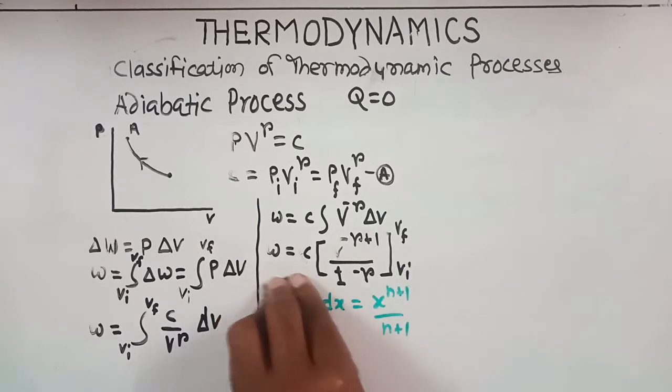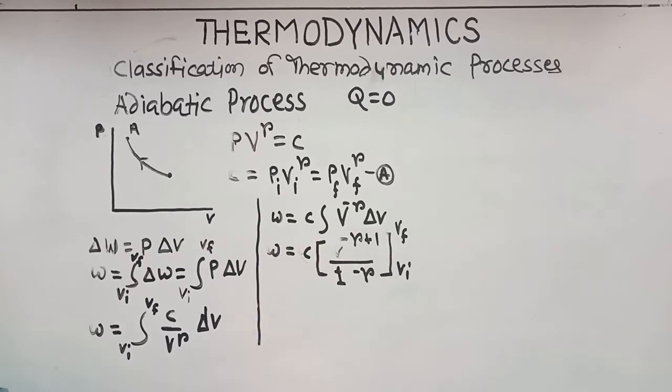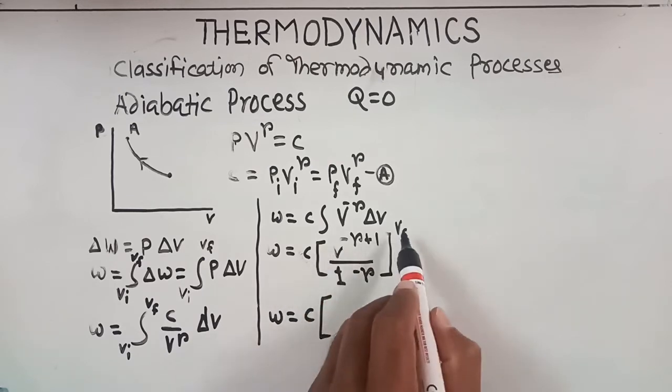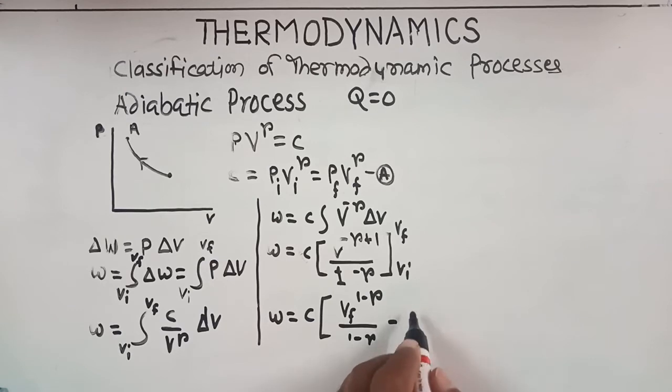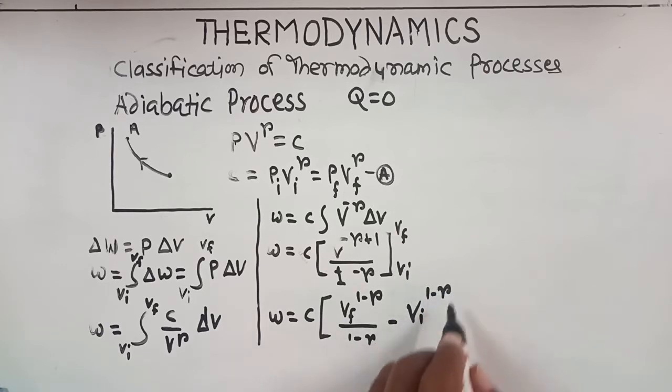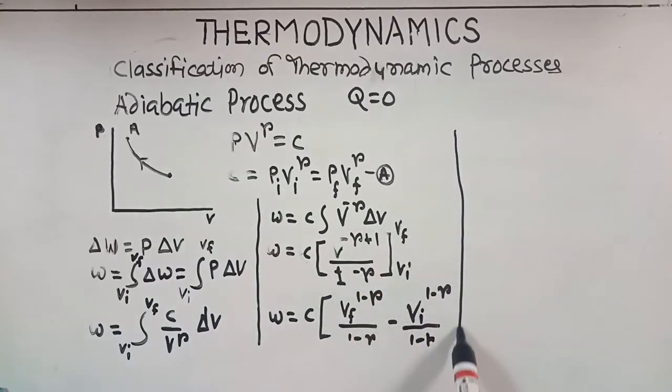So this is the work done W. This W is equal to C outside the integration. Let us substitute this upper limit first, V is equal to Vf. What we get? Vf raised to 1 minus gamma divided by 1 minus gamma, minus Vi raised to 1 minus gamma divided by 1 minus gamma. So we get this equation for W.